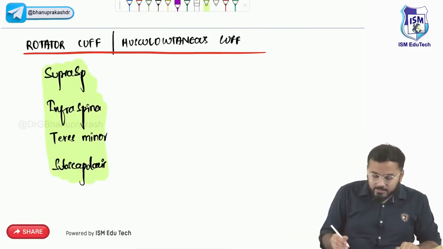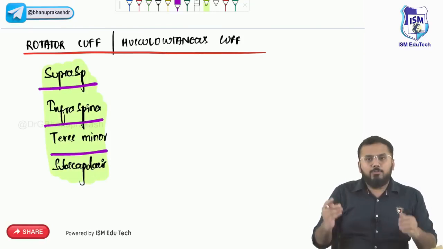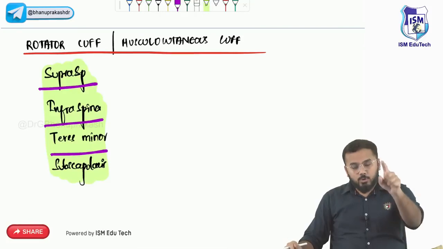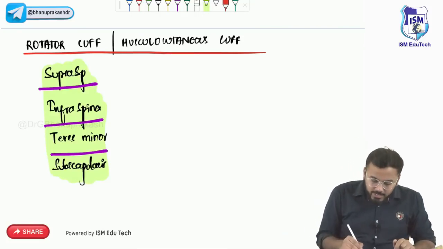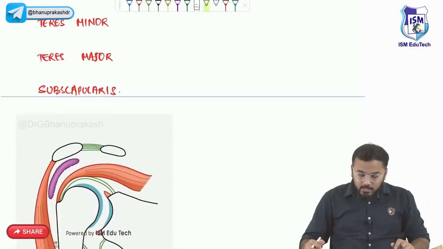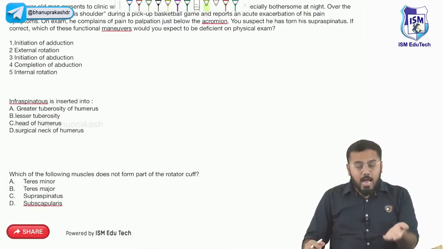Okay? Rotator cuff muscles. I know all of you have a mnemonic, SITS, right? But the examiner also knows that mnemonic. So he will confuse you here. Instead of teres minor, he will give you teres major. Are you sure? Yes. Because previously there was a question once asked.